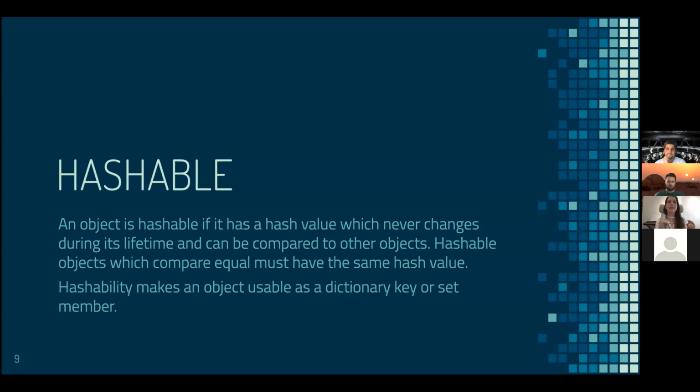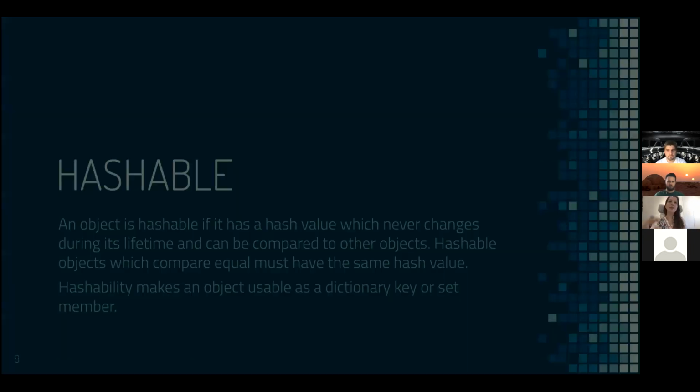An object is hashable if it has a hash value which never changes during its lifetime and that can be compared to other objects. Hashable objects which compare equal must have the same hash value. Hashability makes an object usable as a dictionary key or set member. So basically, what was missing was the hashability.